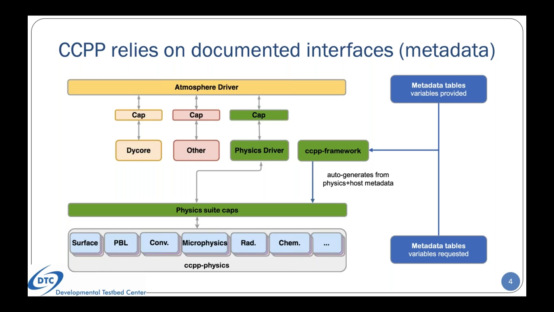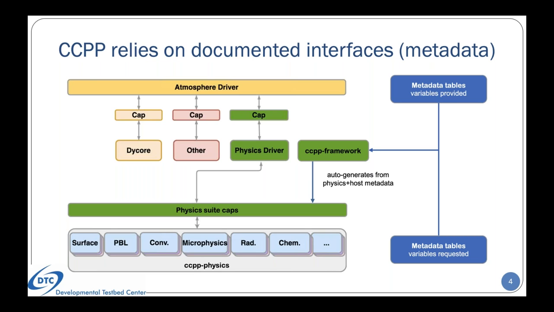The CCPP framework analyzes these metadata tables at compile time and then matches variables by a property called standard name in order to auto-generate a whole pool of physics suite caps that connect the physics to the model. So it's important to note that in this system, the CCPP framework and the auto-generated caps replace traditional physics drivers. There is no physics driver file anymore.